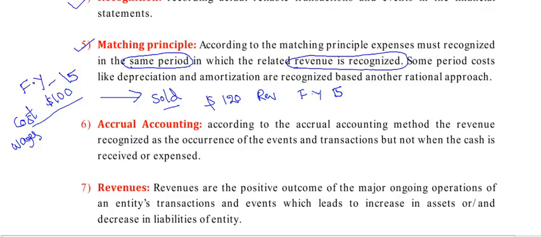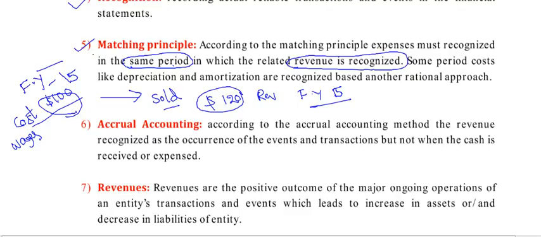According to the matching principle, expenses must be recognized in the same period in which the related revenue is recognized. So the related revenue of 120 is related to the cost of this 100. So you have to recognize it in financial year 15 only. Some period costs like depreciation and amortization are recognized based on other rational approaches.